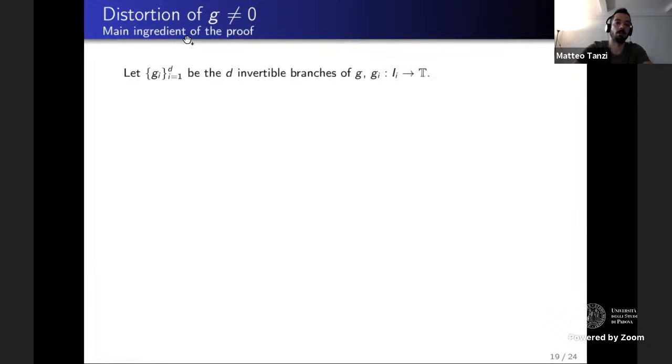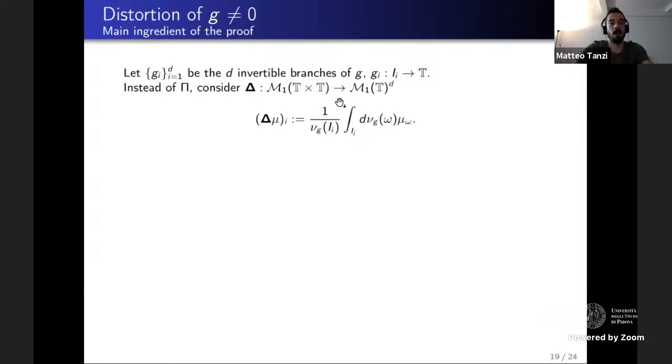So, some notation. G is a C2 local diffeo of T, so it has D invertible branches. D is the number of branches. I are the intervals on which these branches are defined. Instead of considering the projection to the vertical marginal, we consider something a little bit more complicated, where we start from a measure mu, and instead of squashing everything to one vertical marginal, we project on d-dimensional vectors where the vectors have components which are measures. And to obtain these vectors, we just take the average of mu omega over the intervals I_i, so over the intervals of the Markov partition.